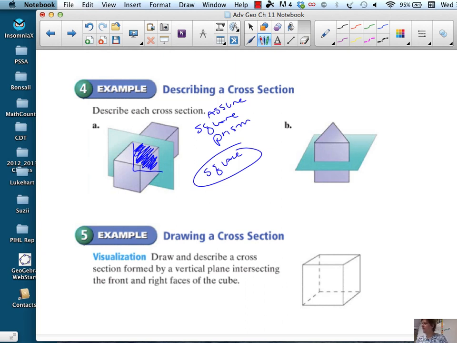So for this one, I'm going to make another assumption. I'm going to assume that this is an equilateral triangle prism. And again, if I cut it perpendicularly, what I'm going to get is an equilateral triangle.